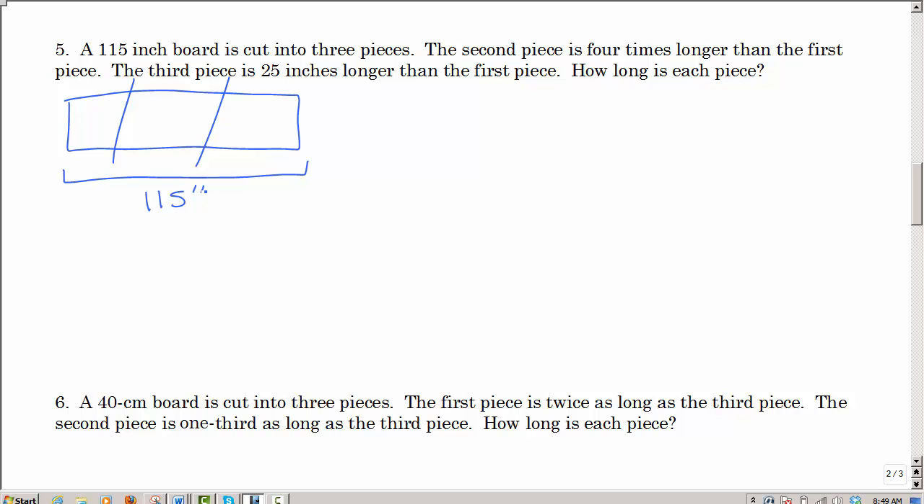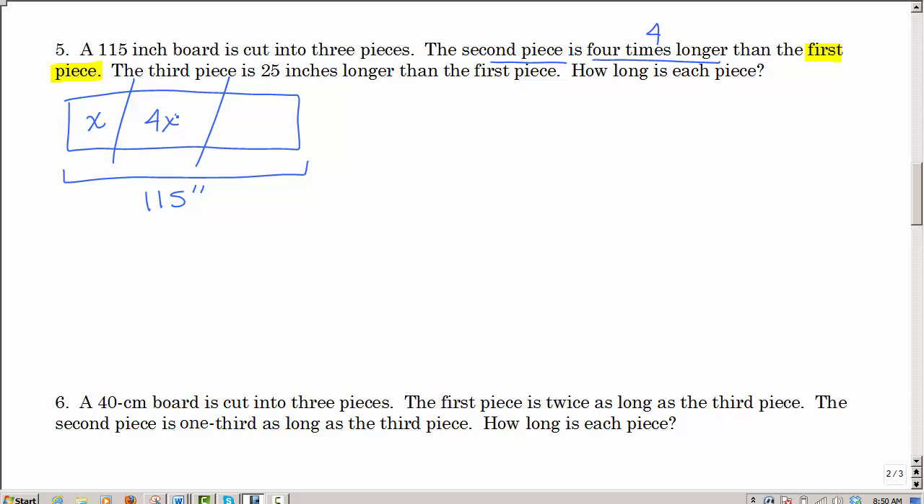Keep reading. The second piece is 4 times longer than the first piece. You see what's mentioned last in the sentence? What's mentioned last, the easiest thing you can do is let that be X. Alright? So the first piece, I'm going to let that be X. Go back and read now. The second piece is 4 times longer than the first piece. So 4 times, that means I'm going to multiply it times 4. So what am I going to multiply times 4? The first piece. So that's 4x.